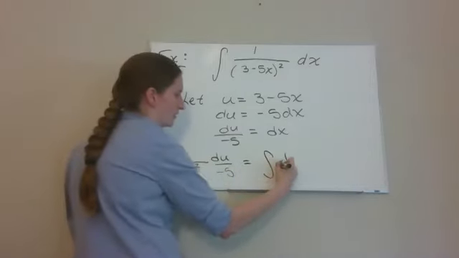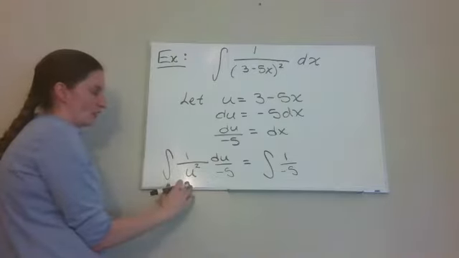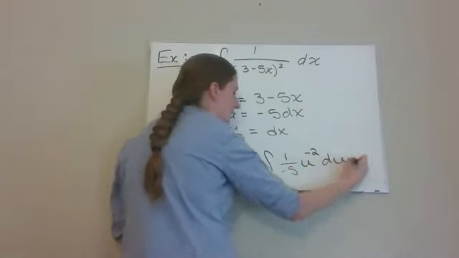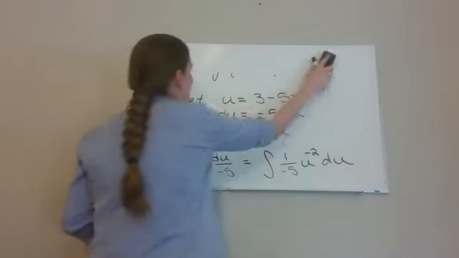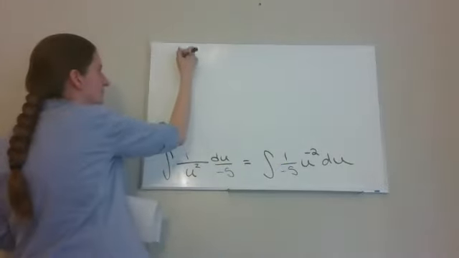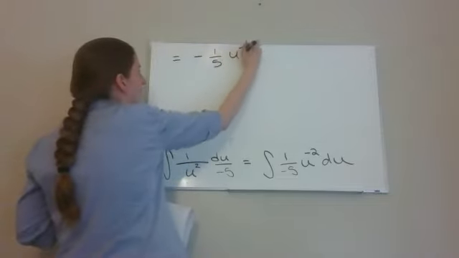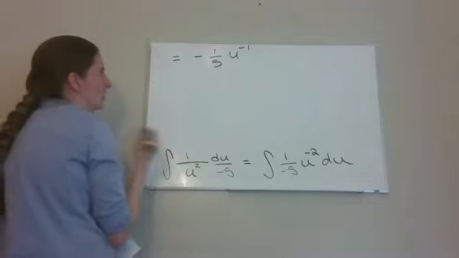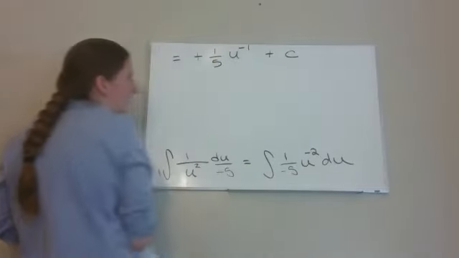So I'm going to rewrite it with the negative 1/5 in the front. This u squared in the denominator is the same thing as u to the negative 2. And now I'm ready for my power rule. We get to add 1 to the exponent, divide by our new exponent. So I'm still going to have a negative 1/5, add 1 to the exponent, and then divide by that negative 1. Well, dividing by negative 1 is just going to change the sign to positive. Add our constant.